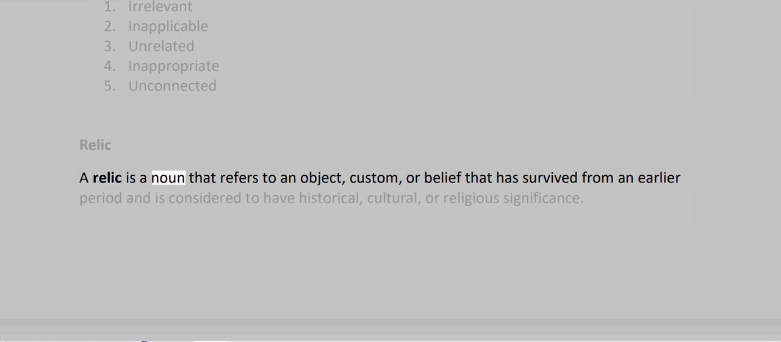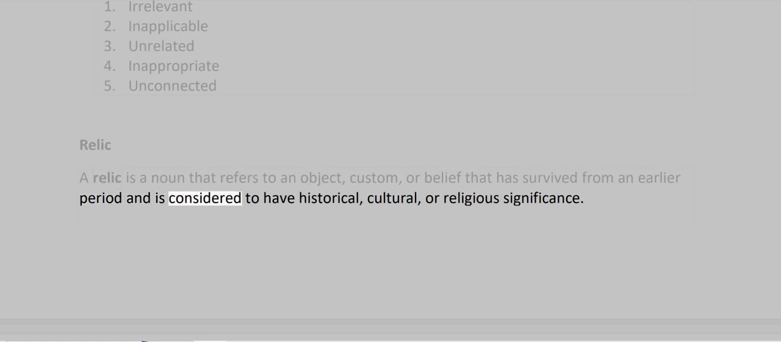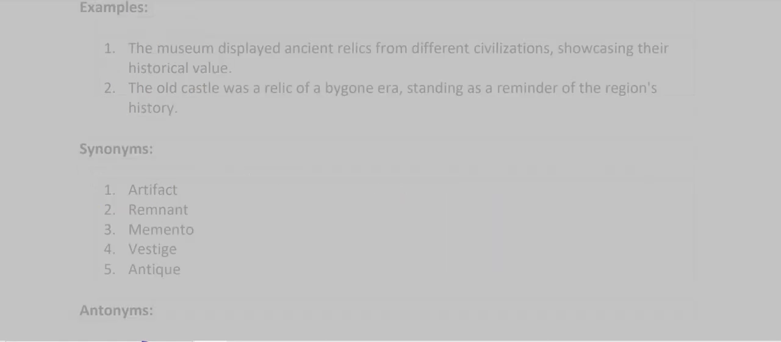Relic. A relic is a noun that refers to an object, custom, or belief that has survived from an earlier period and is considered to have historical, cultural, or religious significance. Examples: 1. The museum displayed ancient relics from different civilizations, showcasing their historical value. 2. The old castle was a relic of a bygone era, standing as a reminder of the region's history.